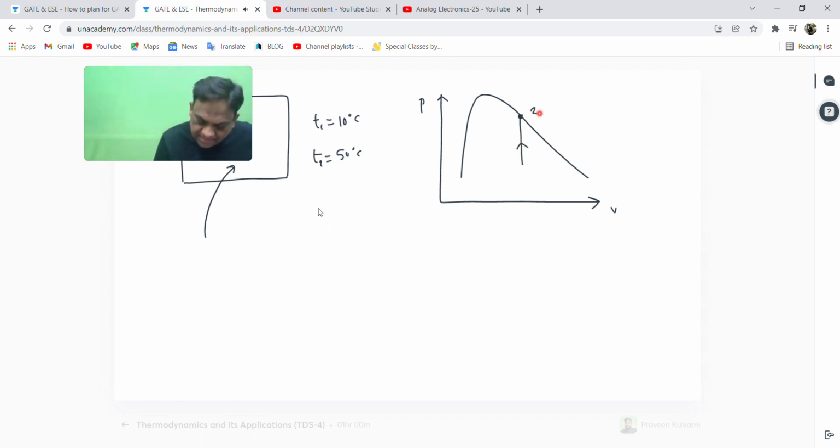This is the final state and this is the initial state. Can anyone tell me why I am showing it by a vertical line? Because it is a PV plot, so it is isochoric: rigid container, constant volume process. So therefore, this is the process. The final temperature is 50 degrees centigrade and the initial temperature is 10 degrees centigrade.